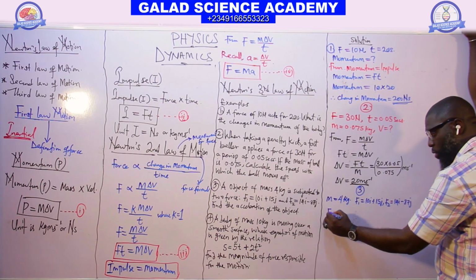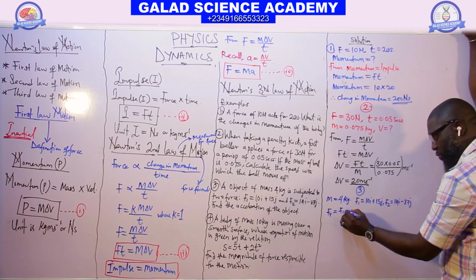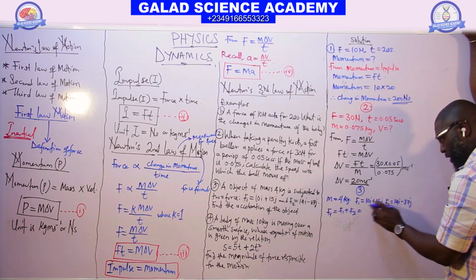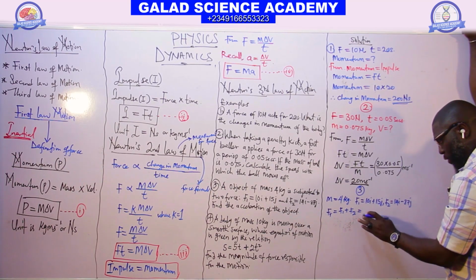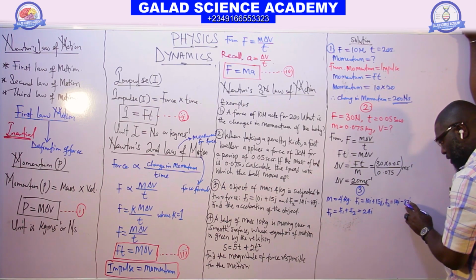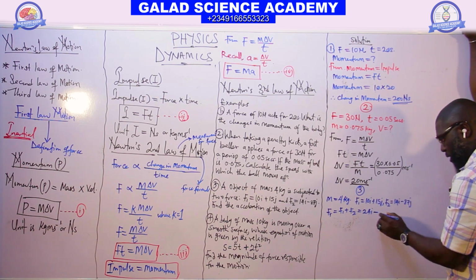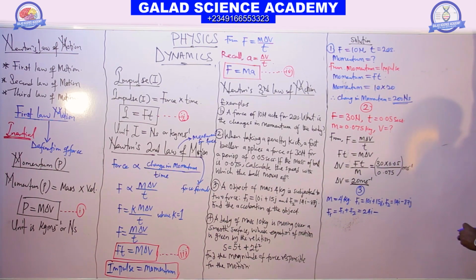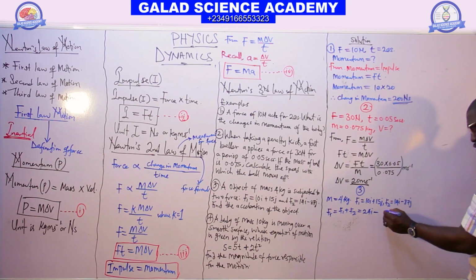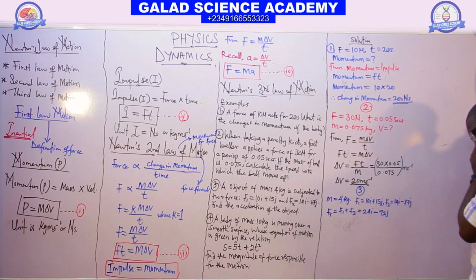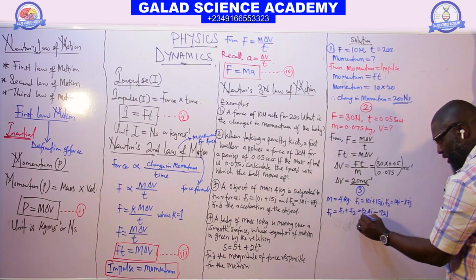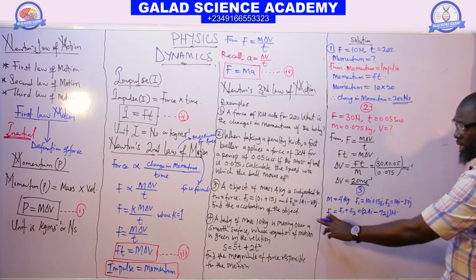Before we find the acceleration, let us find the resultant force here. So my total force will be F1 plus F2. This plus this gives us 24i. Alright, this plus this: 15 minus 87 is minus 72, so 72j. Therefore, my total force now is 24i minus 72j.